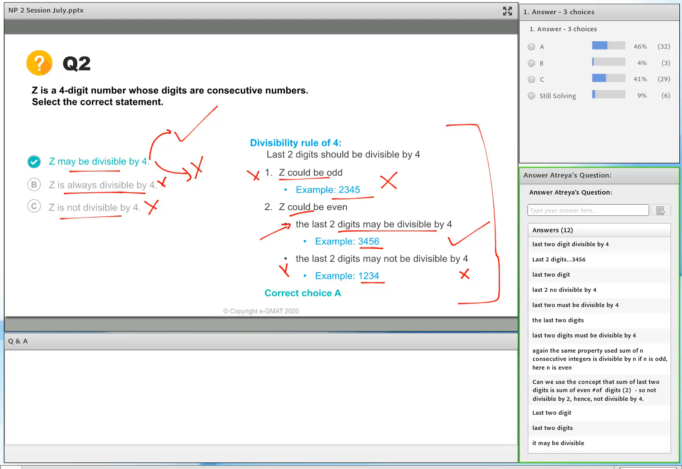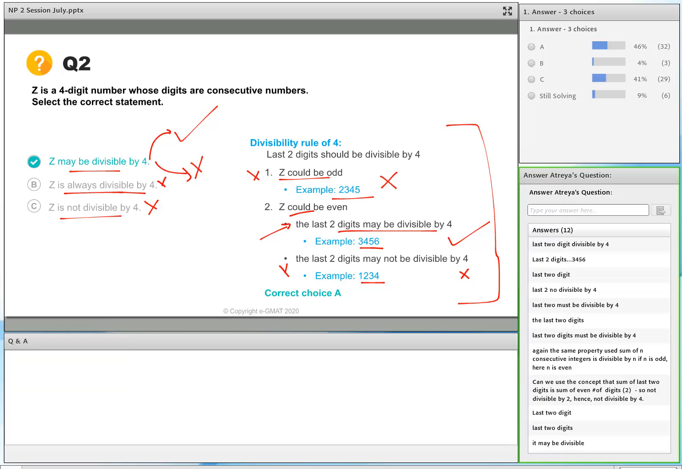Can we use the concept that sum of last two digits is sum of even digits 2, so not divisible by 2, hence not divisible by 4? You can use the concept, but again, I would want you to take into consideration all the cases that we have over here, right? There can be multiple cases over here, right? So we'll have to check all of that.